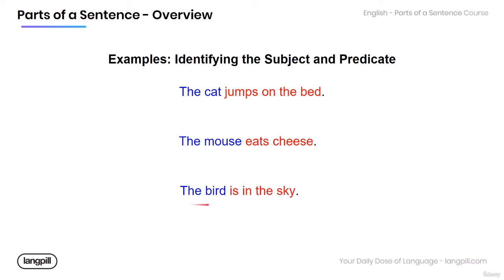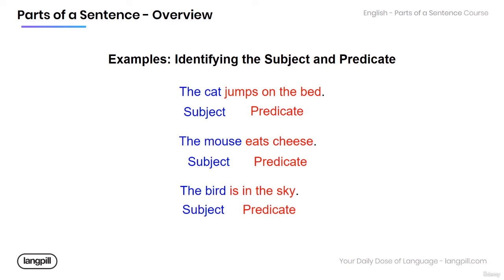Then we have the bird is in the sky. Here, the bird is the subject. Is in the sky is our predicate, with is being the verb and the sky the object. So one more time, just to look at this, we have subject, predicate, subject, predicate, subject, predicate. Okay? Don't forget these words.